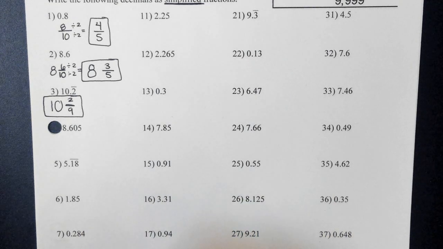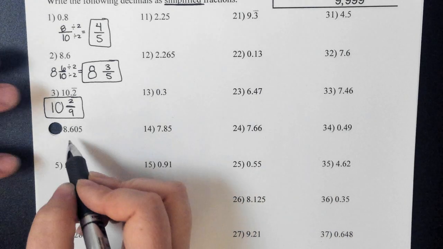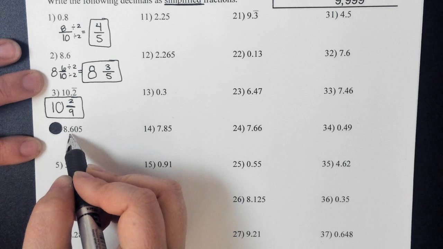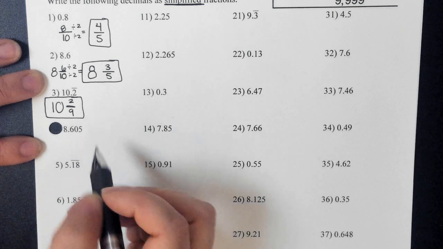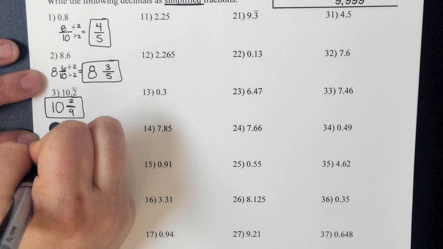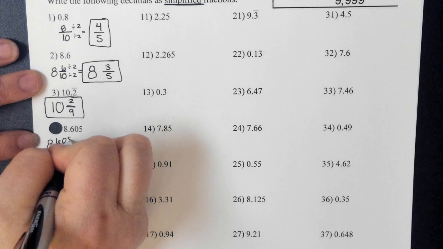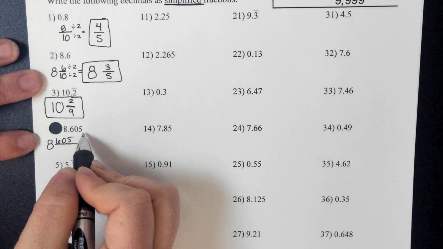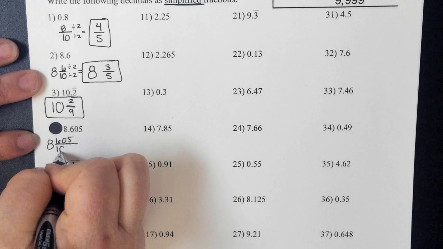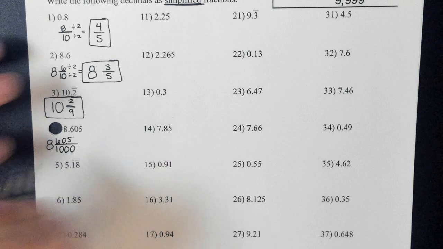All right, the next one. It looks like I've hole punched through the 4. We're just going to say that's 8.605. So I'm going to put 8 in front of the fraction because it's in front of the decimal. And then I have 605. There were 3 numbers behind the decimal, so I'm going to put 3 zeros, which makes the number 1,000.